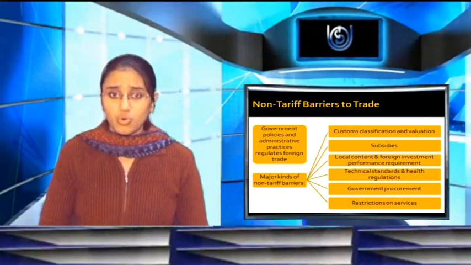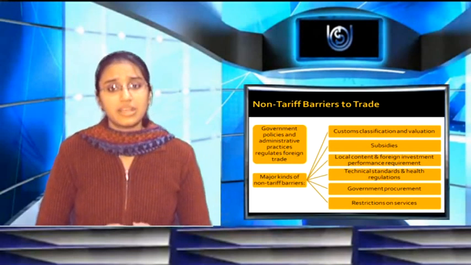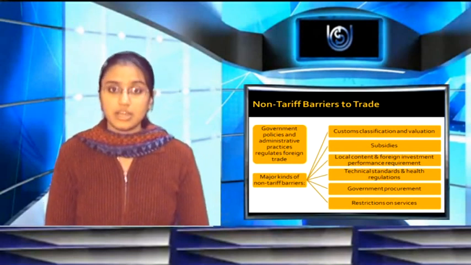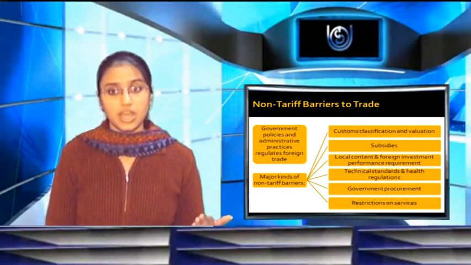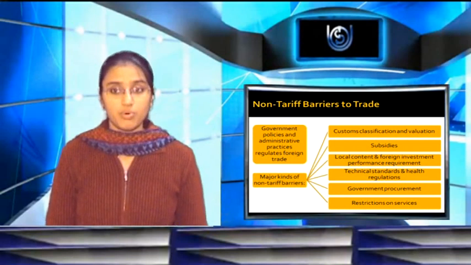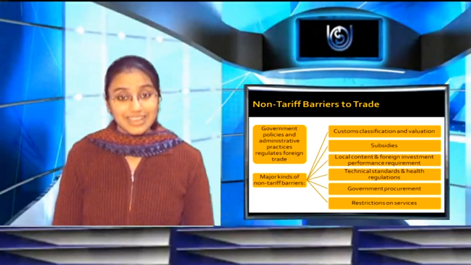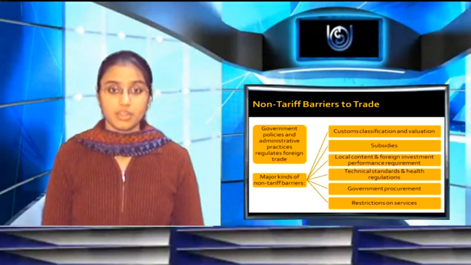If we discuss quota, it is a quantitative measure of restriction imposed by the government to regulate international trade. That means when we put certain quantity restrictions on trade, that comes into quota, and tariff is basically imposed by the government on the goods. That is, it's a kind of tax imposed by the government.